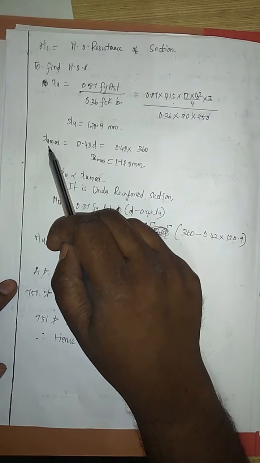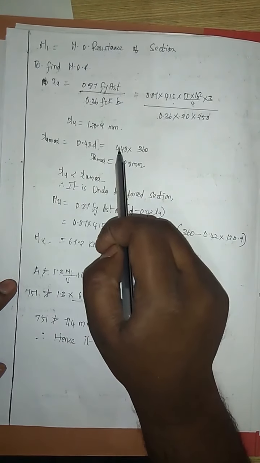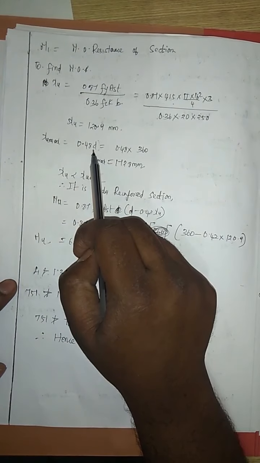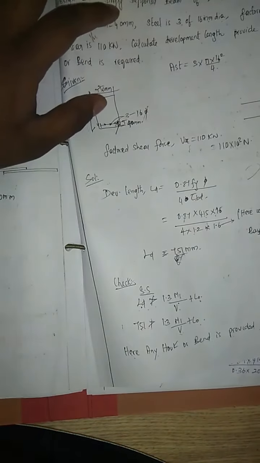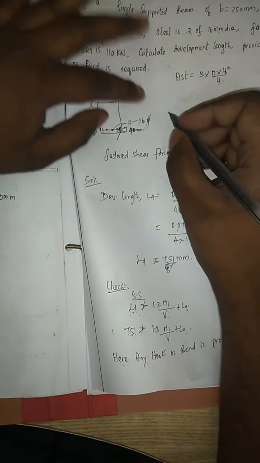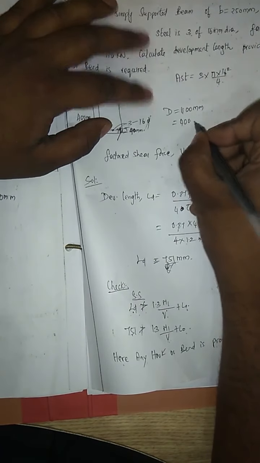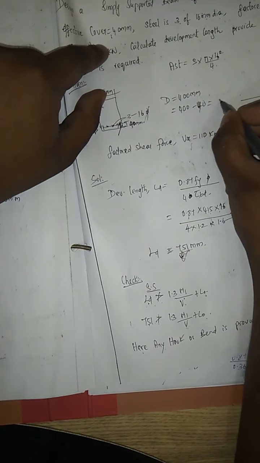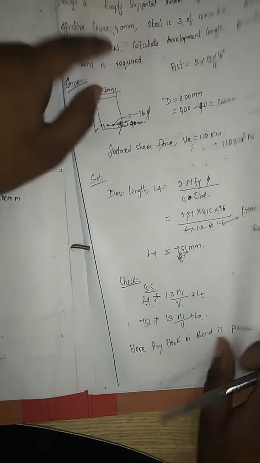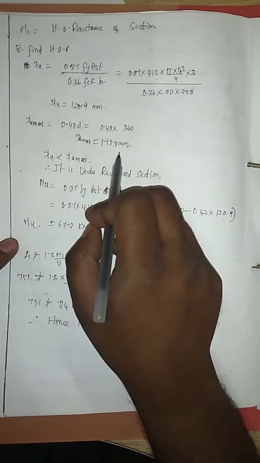Find XU max. XU max you will also have in the code book. For M20 grade concrete, XU max is 0.48 into small d. How will you find small d? The overall depth is given as 400 mm. So small d is 400 minus clear cover, which is equal to 360 mm. Okay, so substitute the value: 0.48 into 360, XU max is equal to 172.8 mm.